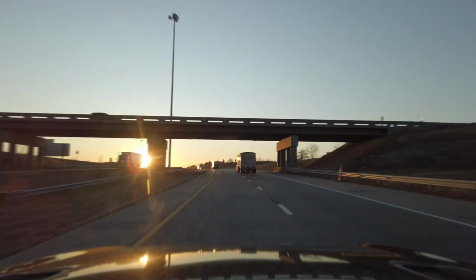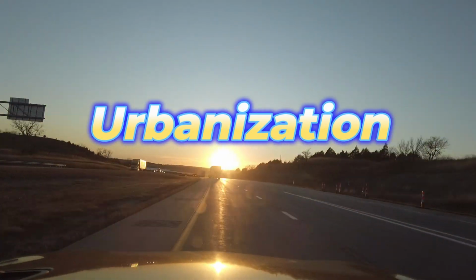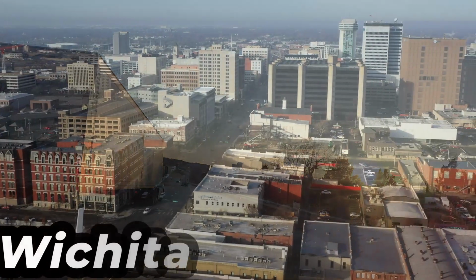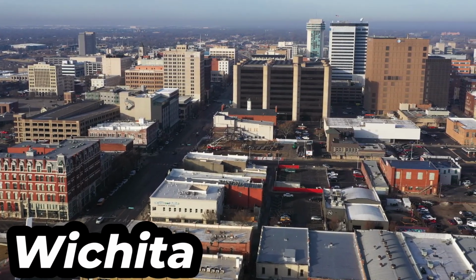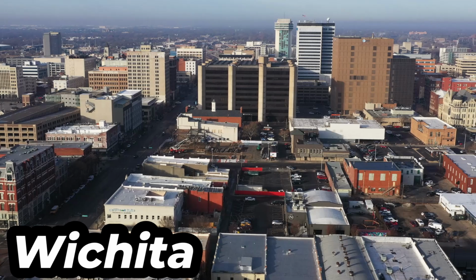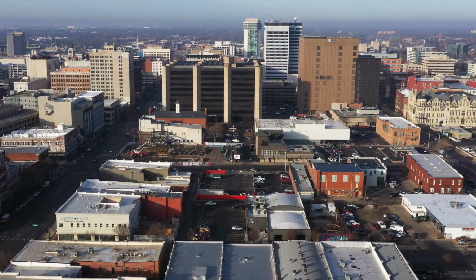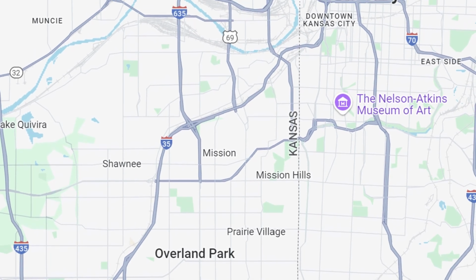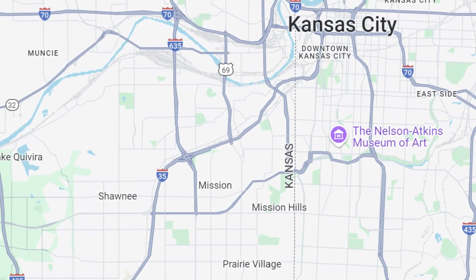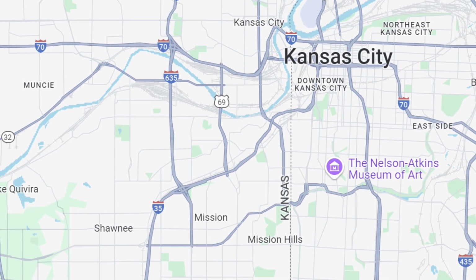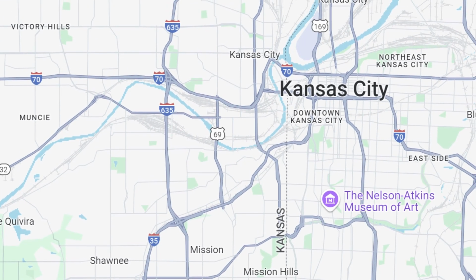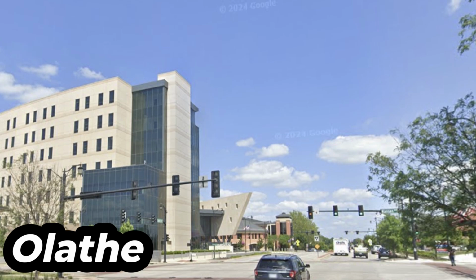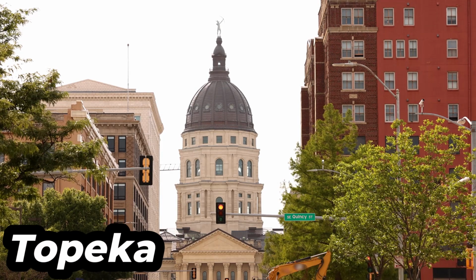Urbanization patterns in Kansas and Nebraska have some notable differences. Kansas's largest city is Wichita, with a population of just over 397,000 residents. But its second and third largest cities, Overland Park and Kansas City, are within the Kansas City, Missouri metropolitan area, which is the largest metropolitan area within Kansas. Rounding out the top 5 cities are Olathe, another suburb of Kansas City, and Topeka, the state capital.